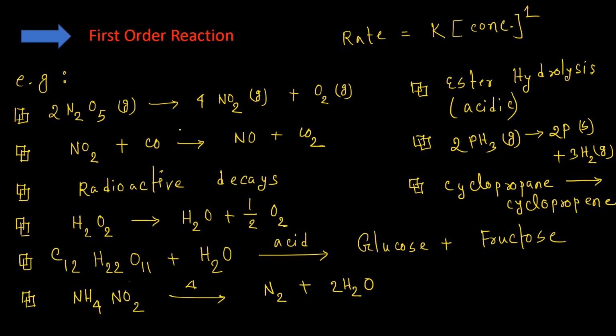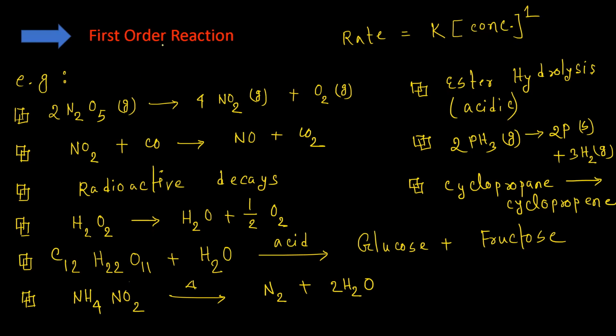Today we're going to learn about first order reaction. For a first order reaction, we can write the rate expression like: rate is equal to rate constant multiplied by concentration of reactant power 1. Here 1 is our order of the reaction.